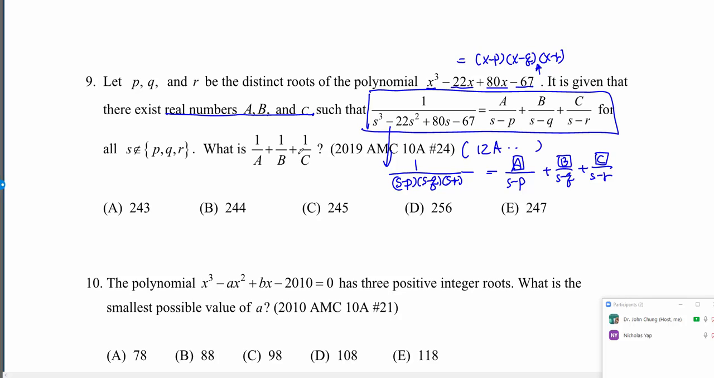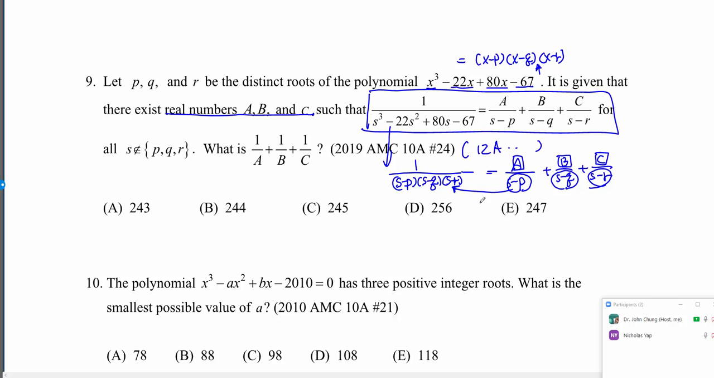We're going to decide the value of A, B, C, isn't it? What are we going to do? We're going to write this one using A, B, C, expressed with this common denominator. The idea is, this common denominator is still the same as before, right?